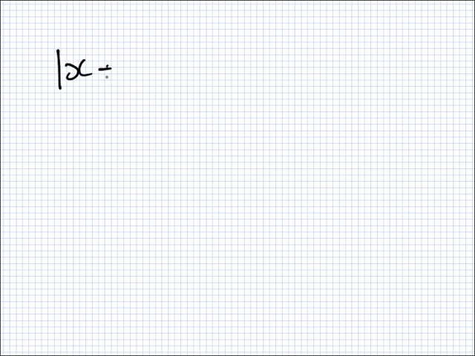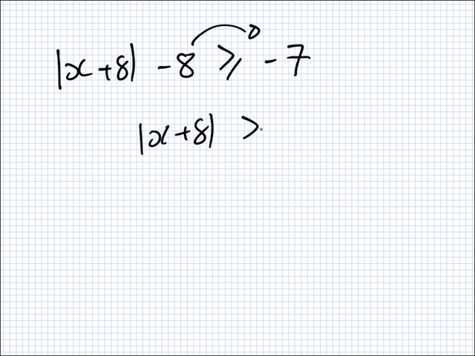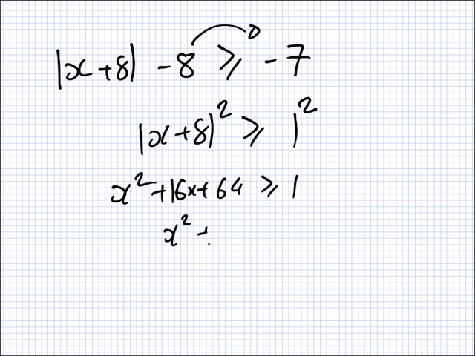Suppose you have something like the modulus of x plus 8 minus 8 greater than or equal to minus 7. How do we do this one? Well, first move that over. I don't like that. Here, this is what I like to do. I like to square for these ones. So you get x squared plus 16x plus 64 more than or equal to 1. Yeah. x squared plus 16x plus 63 more than or equal to 0.